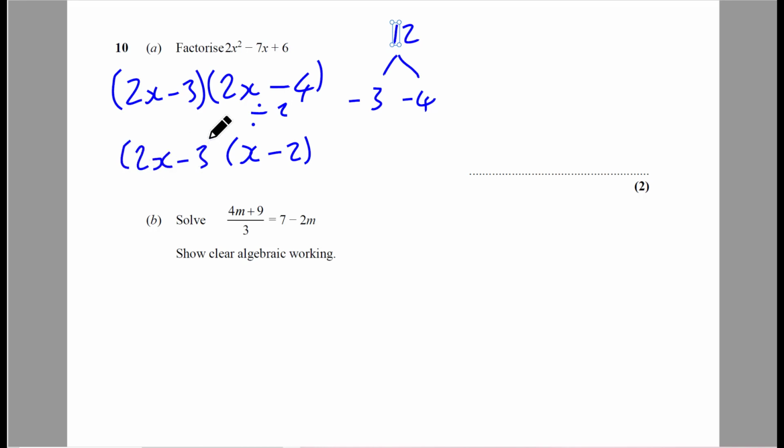Do the method that you're familiar with. This is just how I do it, and I don't want to confuse you. Just do what works for you, but make sure you can do factorising with a coefficient.